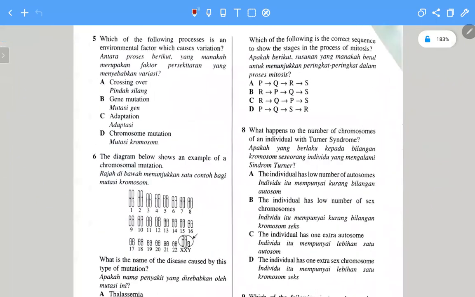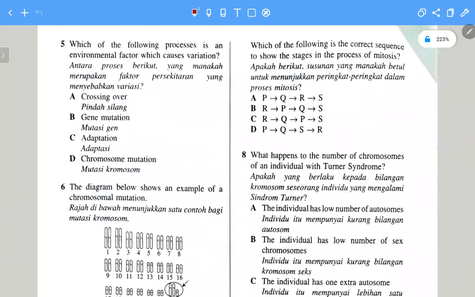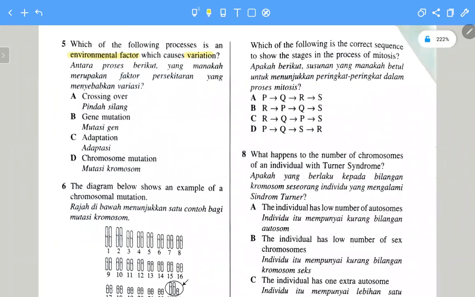Number 5, which of the following processes is an environmental factor which causes variation? All right, they want you to talk about environmental factors. So in genetics, there are two kinds of factors that can affect mutation, or affect the different traits being produced, which then creates what we call variation. So there are genetic factors and there are environmental factors. Sometimes both of them can be together, but sometimes they are separate.